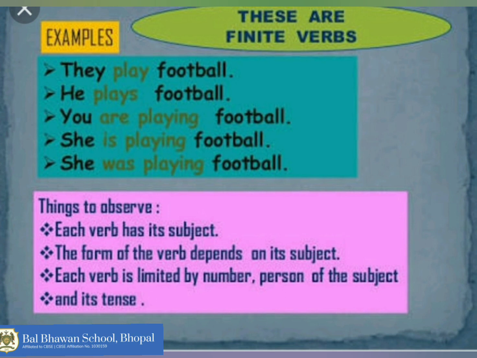Here are some more examples of finite verb. Please read them carefully.